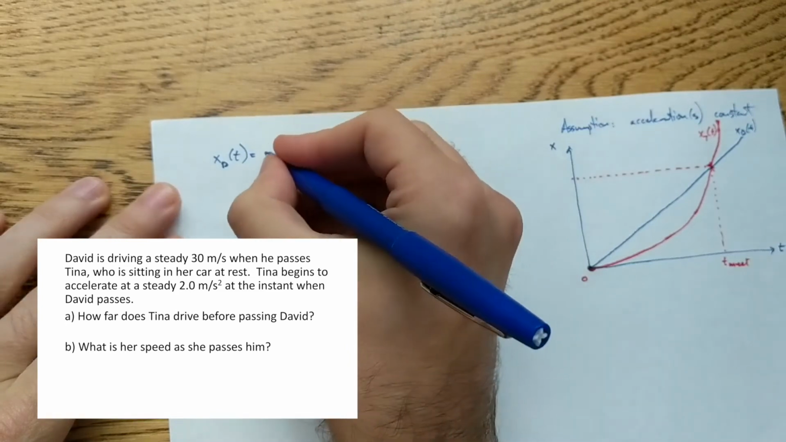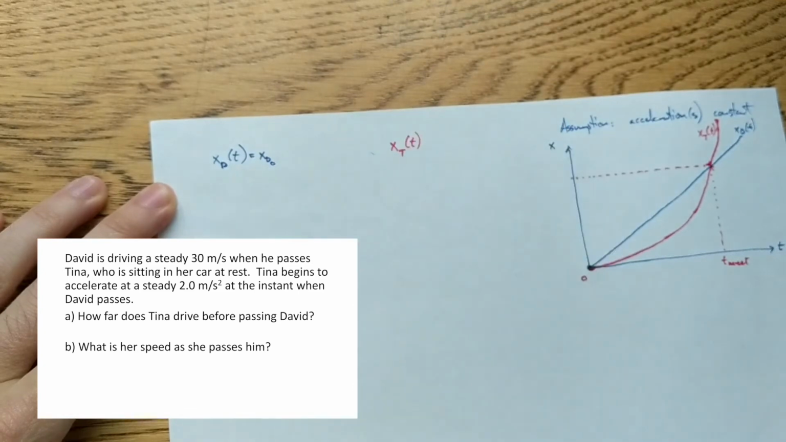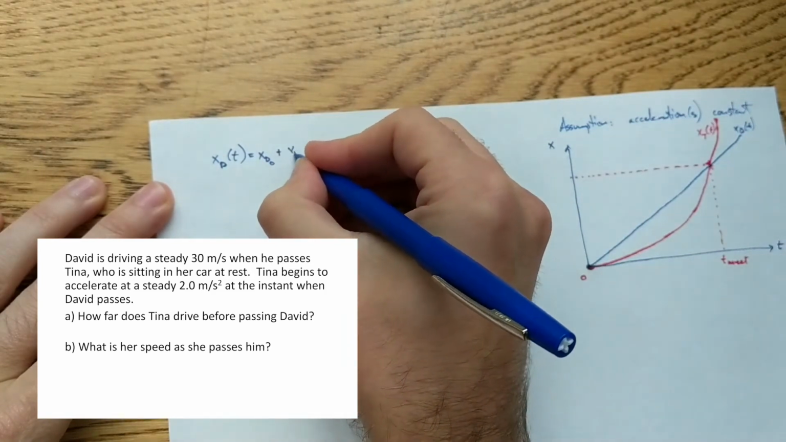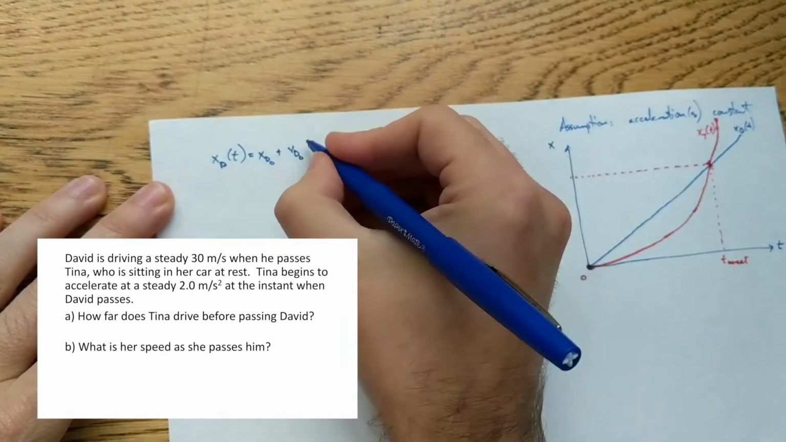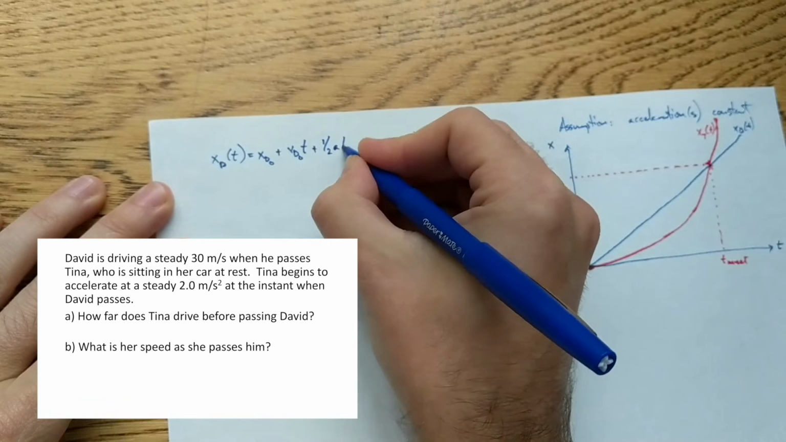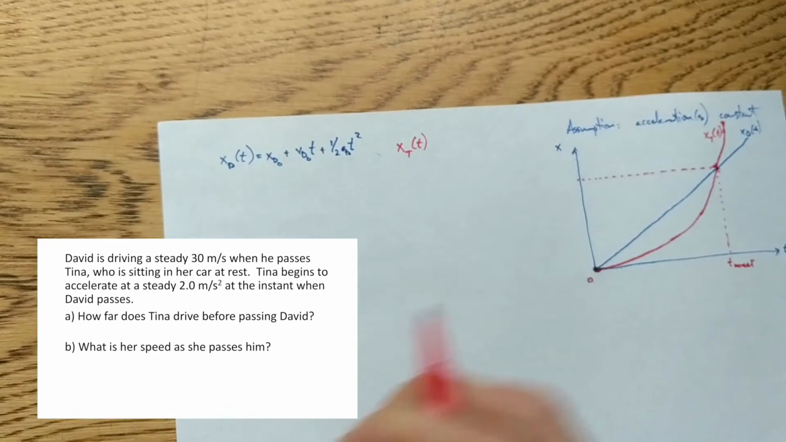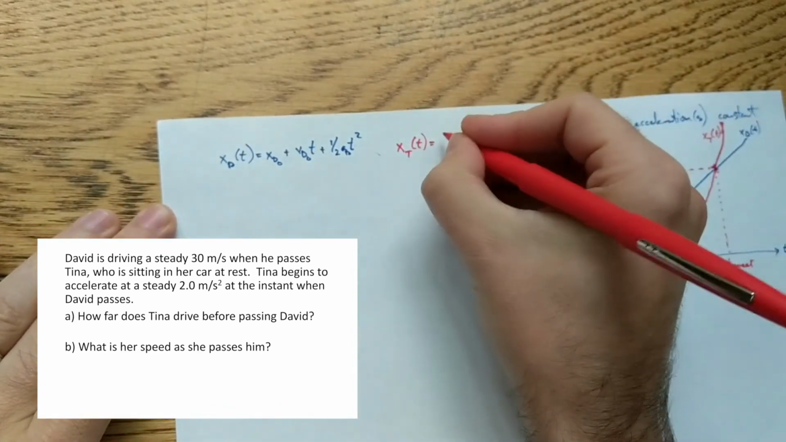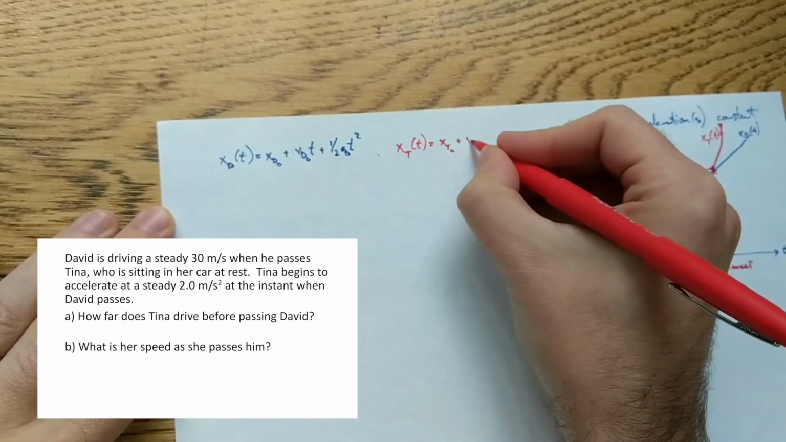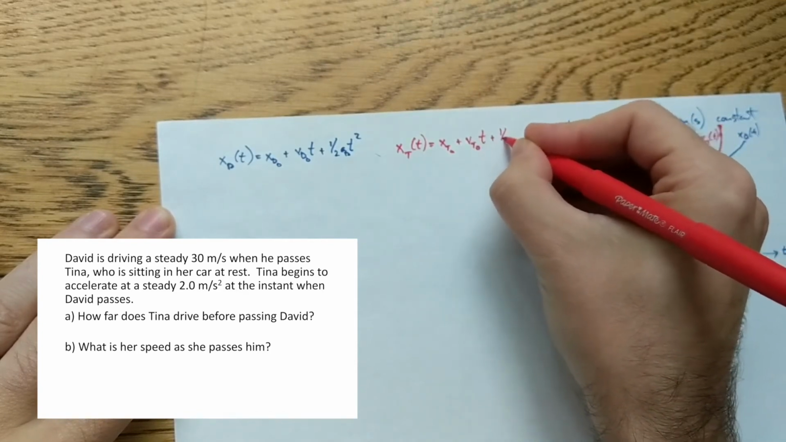David's position is going to be his initial position at t equals 0, which in this case is just 0, but I'm just writing it down for completeness. It's going to be his initial velocity times time, plus, again, just for generality, I'm putting in the acceleration term in case David has some acceleration, which he doesn't. Tina starts off at some initial position, x_T0, but also some initial velocity, v_T0. These are going to be 0 here. And also an acceleration.